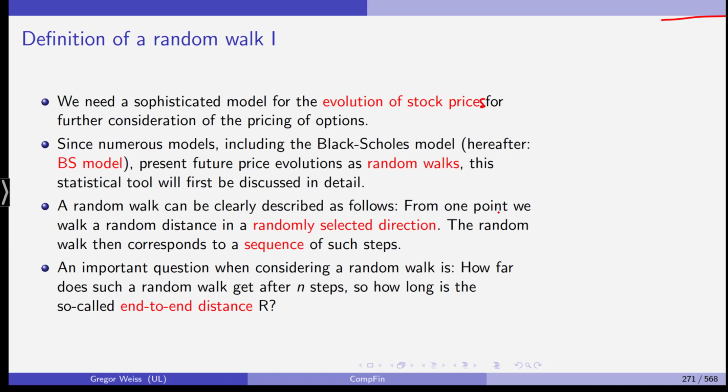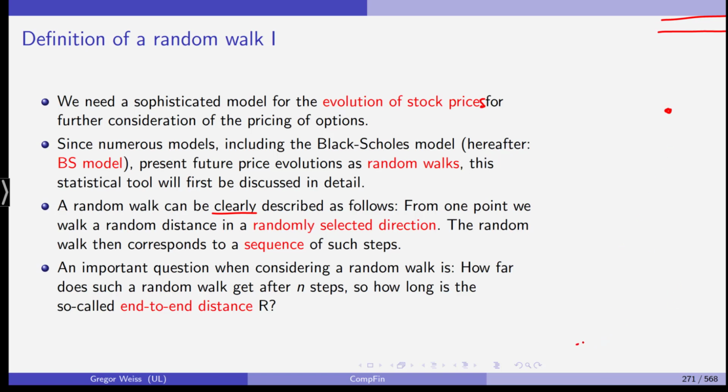A random walk can be clearly described. You start at one point and you walk a random distance in a randomly selected direction. And then the random walk corresponds to the sequence of these steps. So for example, you start here. This is a random walk in 2 dimensions.